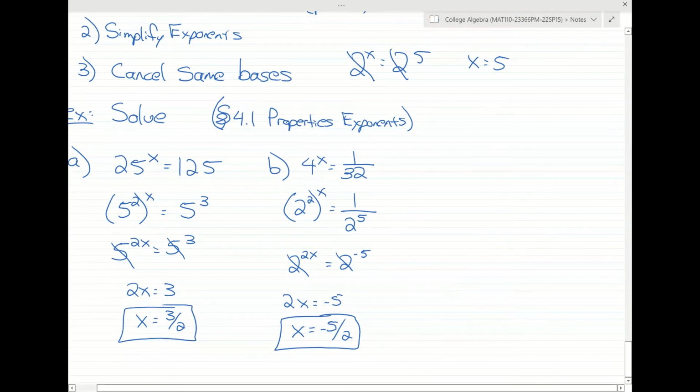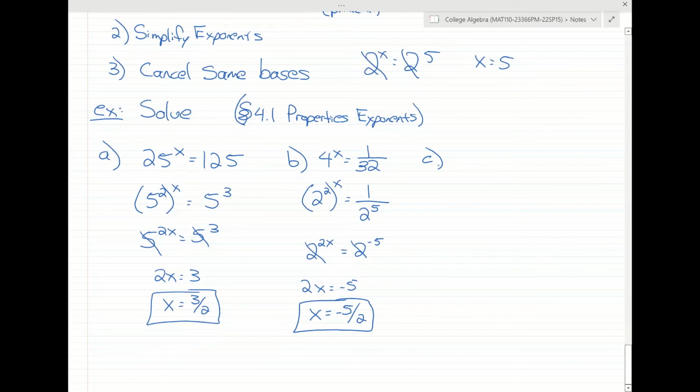Try one more. What about if we had 9 to the x minus 1 is equal to 27 to the 2x plus 2? We used 5 to a power, we used 2 to a power. Think about what number you can write as a power to get 9 and 27. Great. All right, so this is going to be 3 to the second to the x minus 2 power. 27 is 3 to the third to the 2x plus 2 power.